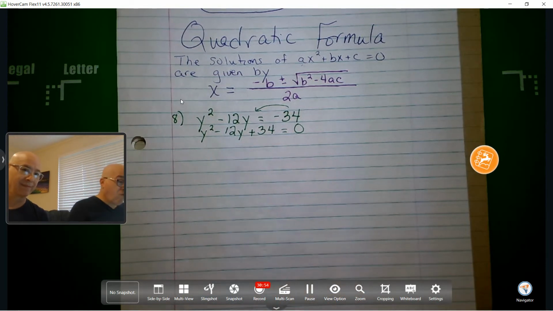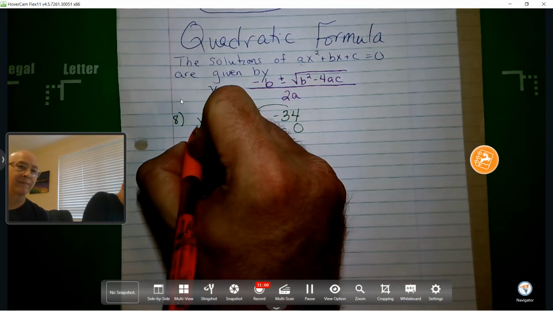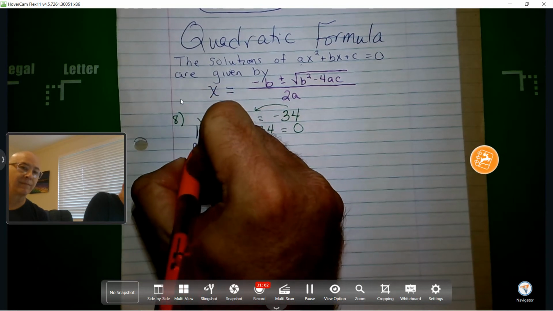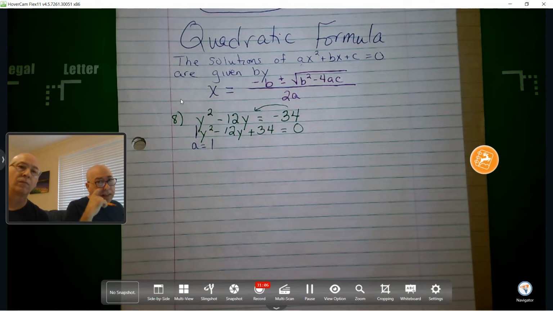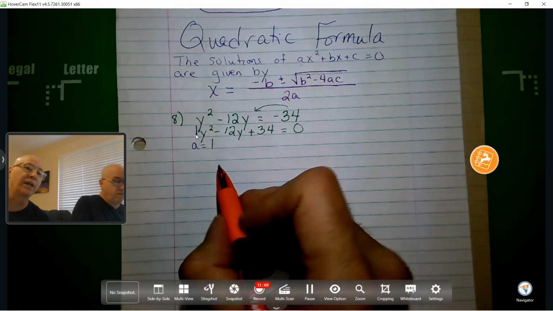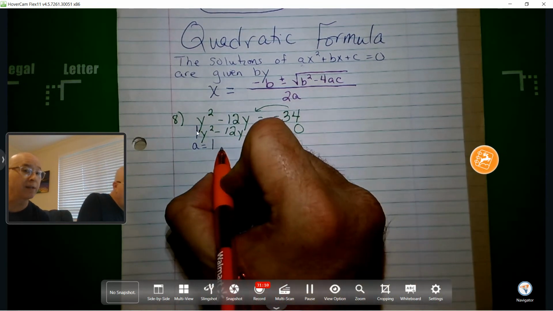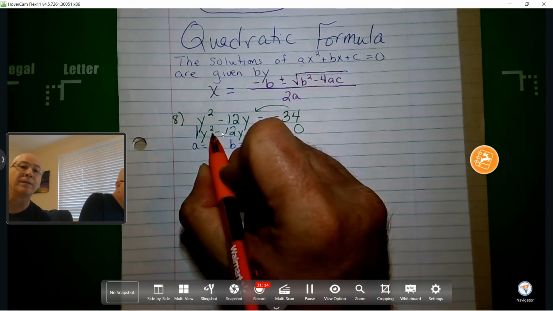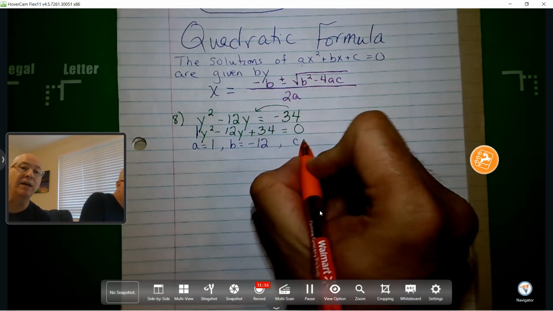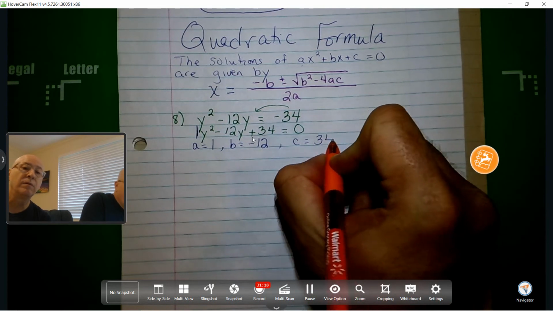So, I'm going to write out A equals, B equals, C equals. A, B, and C are numbers. Sometimes students will say A equals Y or something like that. No, it's the number. If you don't see a coefficient, you always assume that coefficient is 1. B is a negative 12. You take the sign. And C is a positive 34.